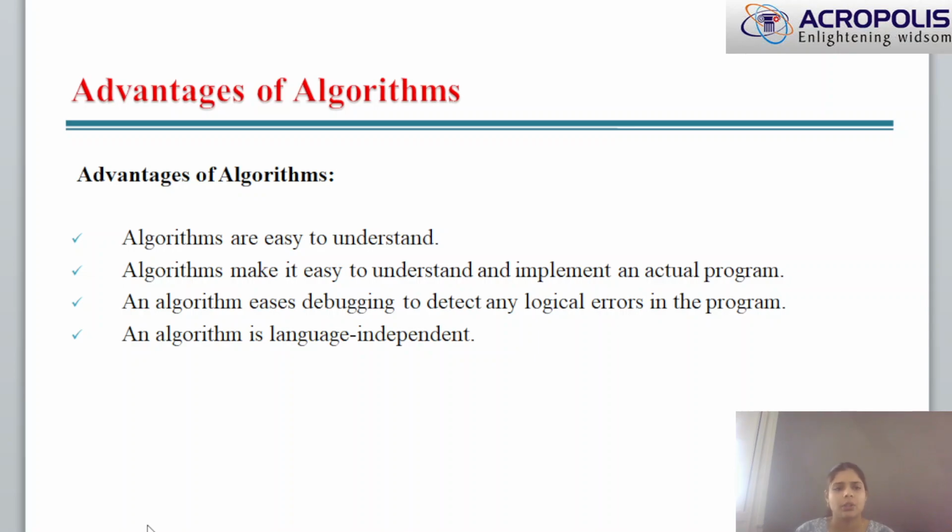Advantages of algorithm. Algorithms are easy to understand. Algorithms make it easy to understand and implement an actual program. An algorithm is debugging to detect any logical errors in the program. An algorithm is language independent.